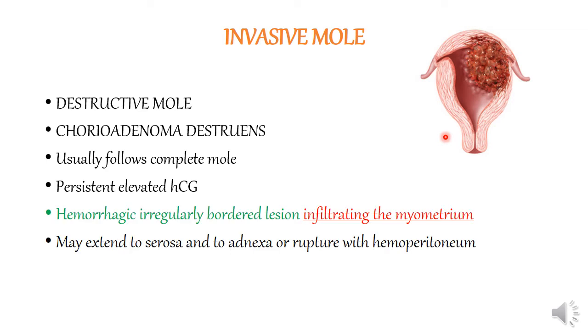and grossly it presents as hemorrhagic irregularly border lesion which infiltrate the myometrium. This is locally destructive one which infiltrate the myometrium. Sometimes it can go up to the serosa, and then it can spread to the adnexa, that is surrounding structure, and it can lead to hemoperitoneum or rupture of the uterus causing hemoperitoneum. But here you should remember one thing: it is a locally destructive tumor, but it will not produce any metastasis.